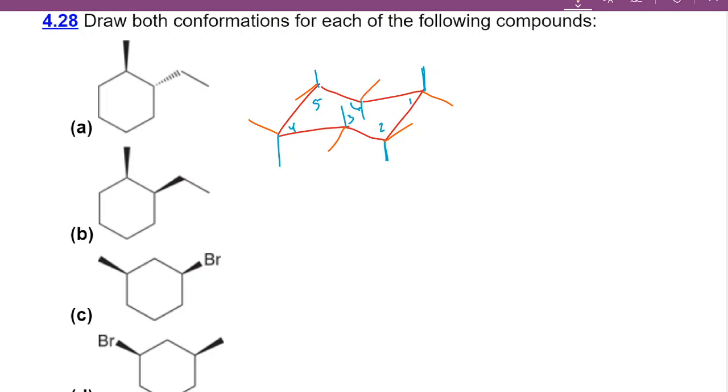okay? Now when this molecule undergoes a ring flip, carbon 1 is going to come down. Now we're going to start with our two parallel lines having a negative slope.